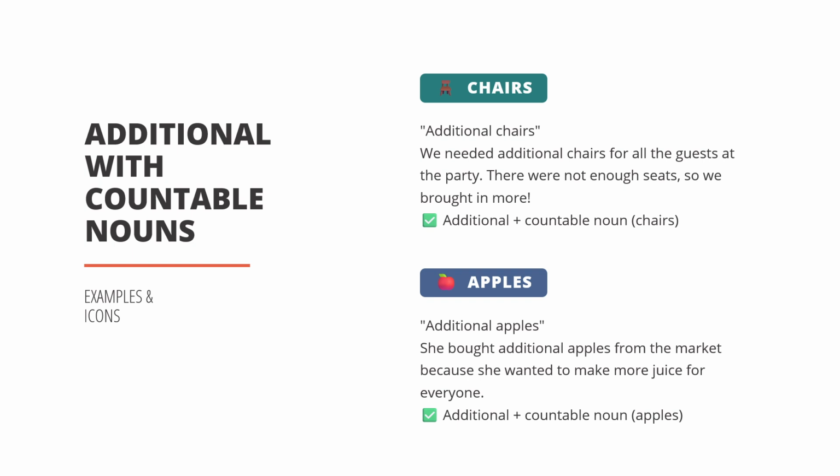Additional works with countable nouns. Countable nouns are things you can count. For example, additional chairs. Additional apples. You can count chairs and apples.